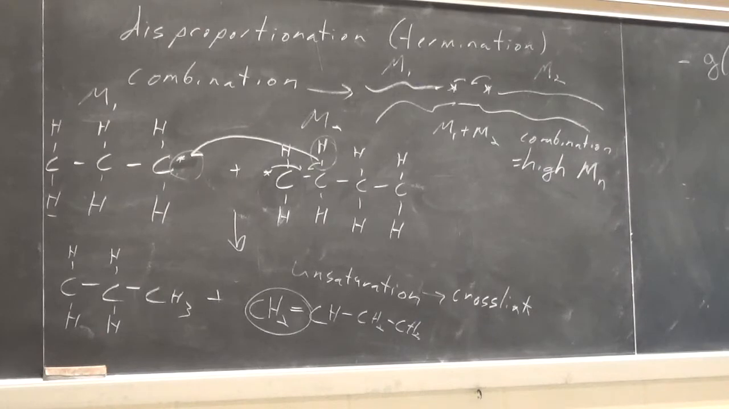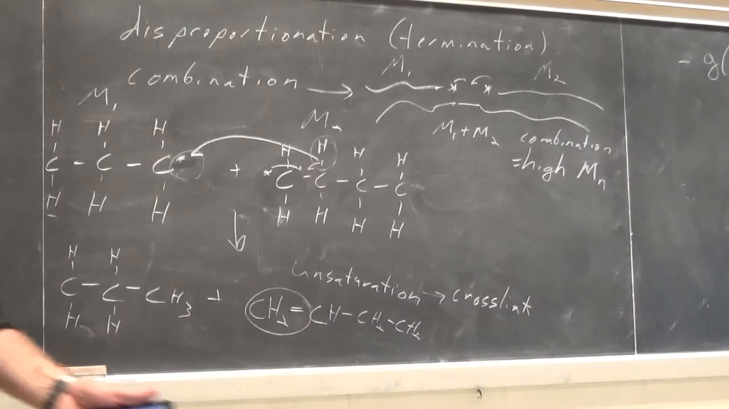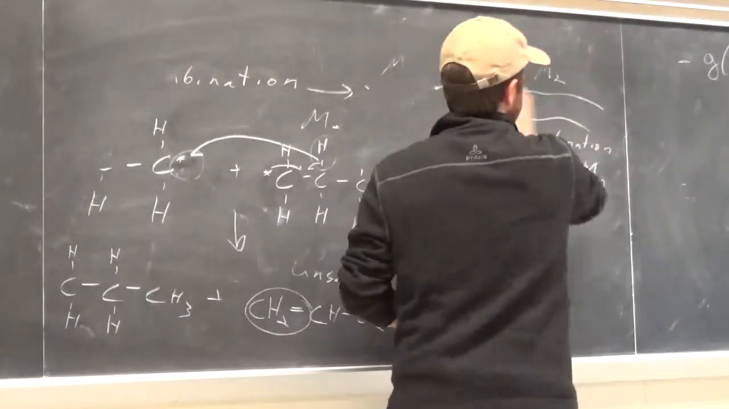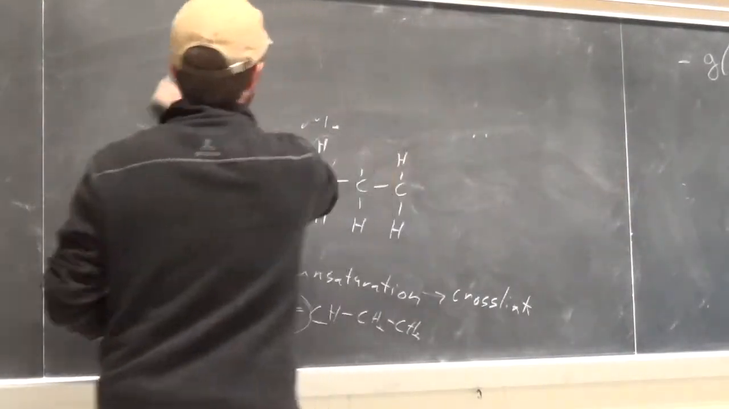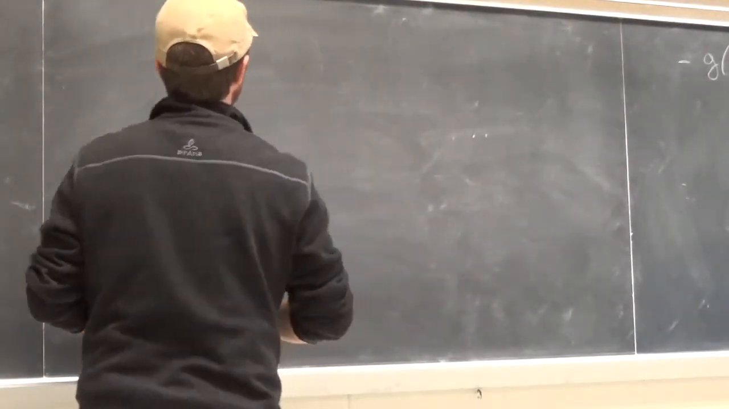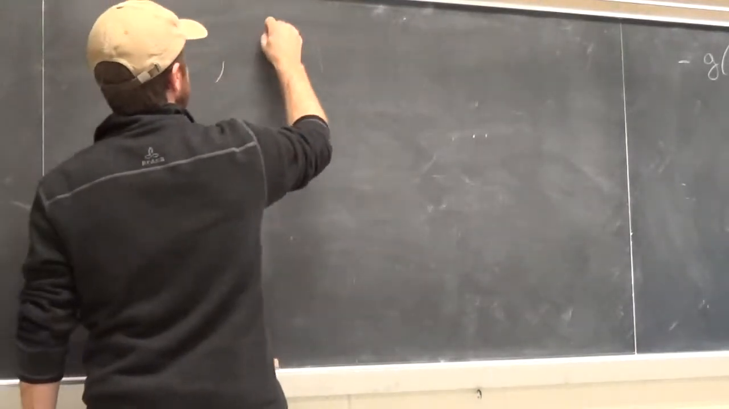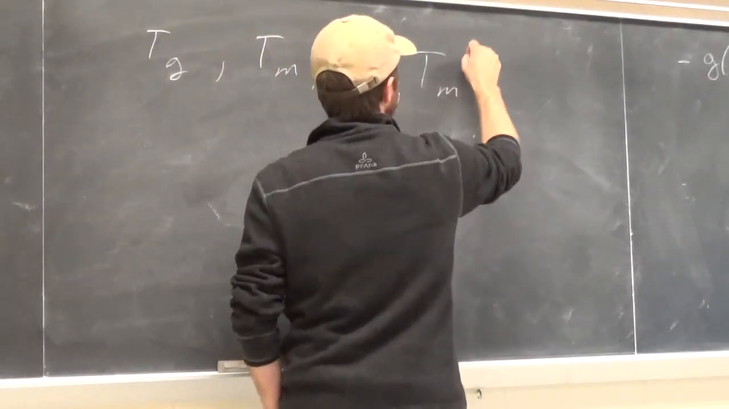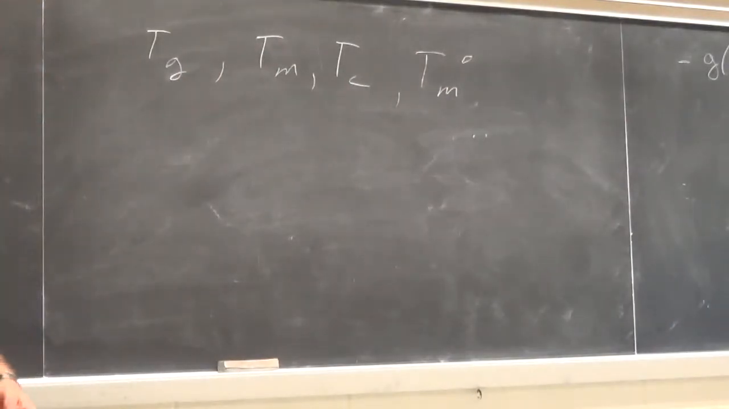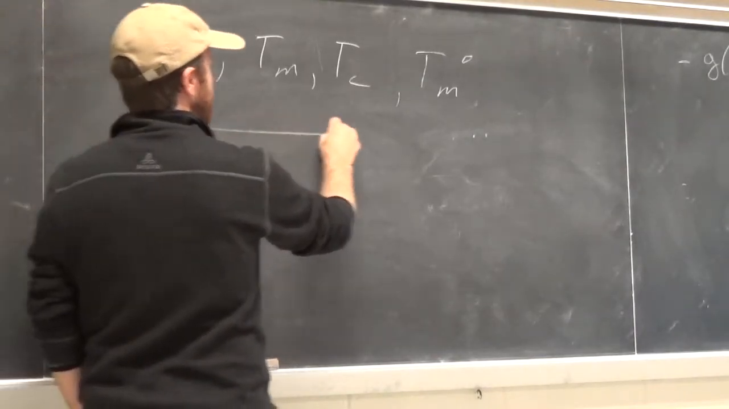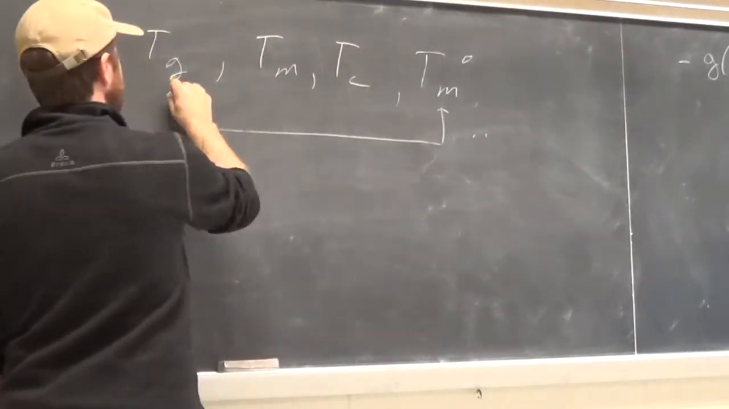Go ahead, Sonny. Between what temperatures do crystals form, like this transition temperature? Yeah, so that's a good question. So what are the major thermal transitions in polymers that we know about? Glass transition and melting. So we have TG, TM, TC, TM0, right? Those are the major thermal transitions. And so we can crystallize a polymer between TG and TM0.